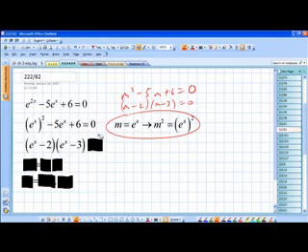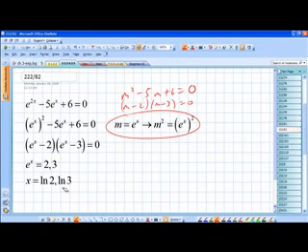And so we factor each of these. We set each factor equal to 0. We have e to the x is 2 and e to the x equals 3. We can take a natural log of both sides, then you'll have x is ln 2 and ln 3.